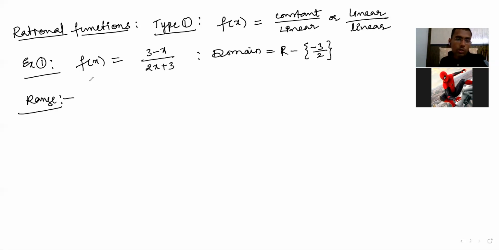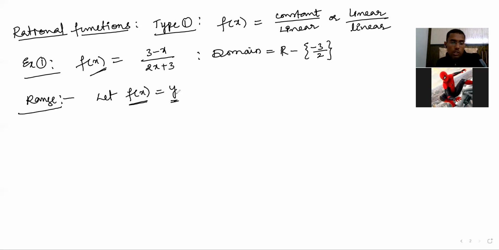I told you to write the reverse function. So first, you assume f of x is y. Writing f of x is a little more complicated than writing y. Simply you can write y instead of f of x all the time, because when we draw the graph, we take f of x on the y axis. Therefore, either y or f of x is the same.